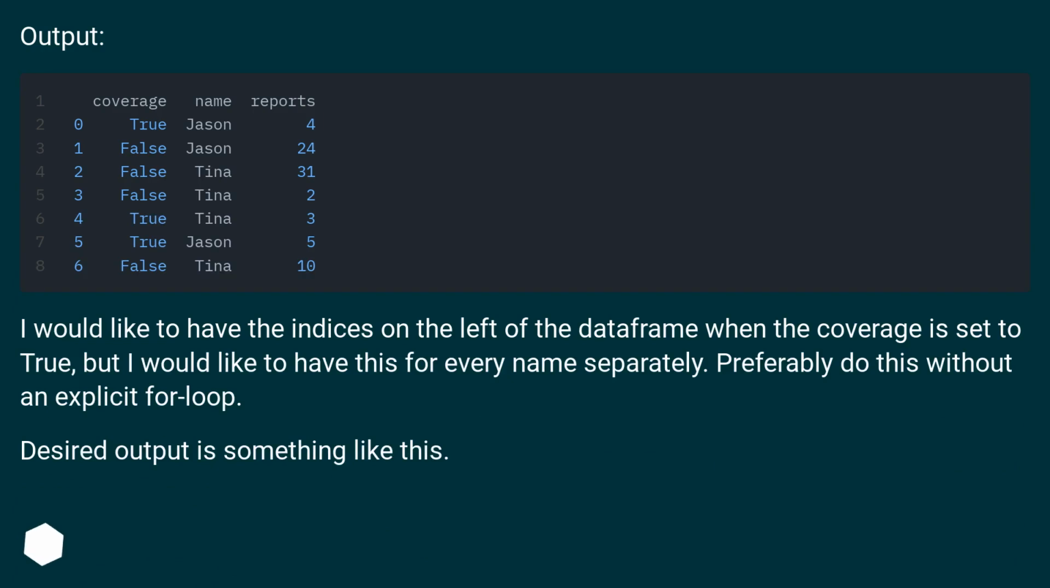Output. I would like to have the indices on the left of the data frame when the coverage is set to true, but I would like to have this for every name separately. Preferably do this without an explicit for loop. Desired output is something like this.